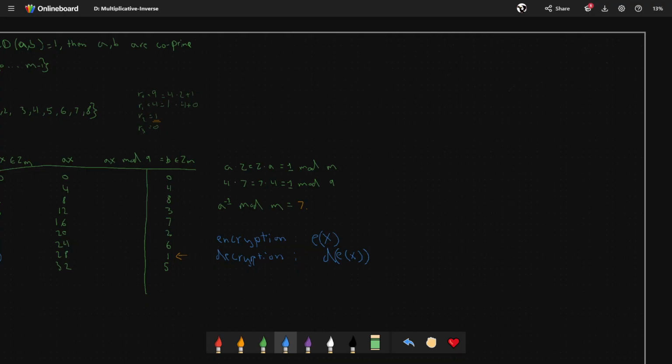To show you how the multiplicative inverse is used in a cryptographic scheme, I'm first going to go over some exponent rules. Specifically, we're looking at the power of the power rule. And the power of the power rule states that if you have x to the power of a to the power of b, then that is the same as having x to the power of a multiplied by b in the exponent.